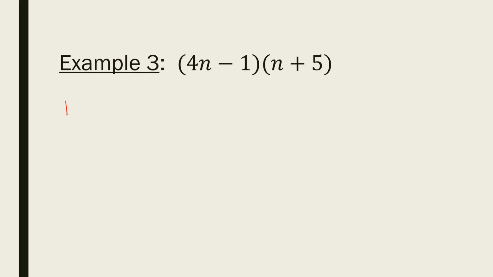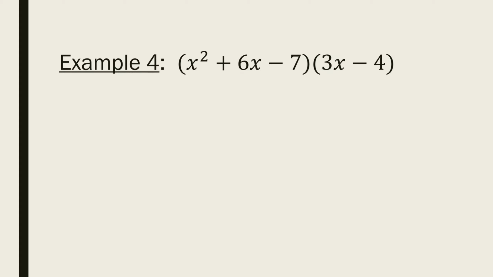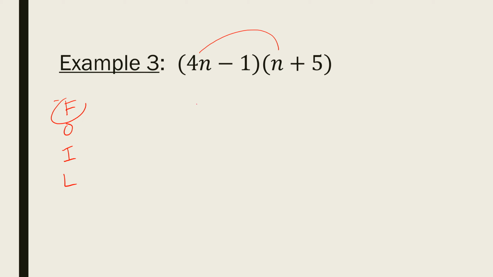Okay, we're going to use the FOIL acronym again. So I have a binomial times a binomial. I need to put every term into every other term. So first, we'll take care of the 4n times the n. This is the first. 4n times n, 4n squared. Remember, I'm multiplying coefficients, adding exponents.